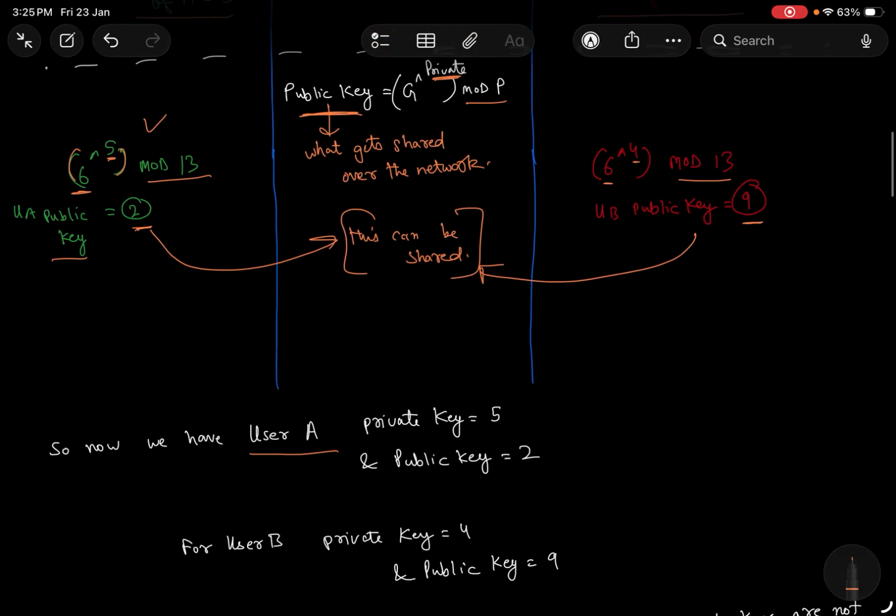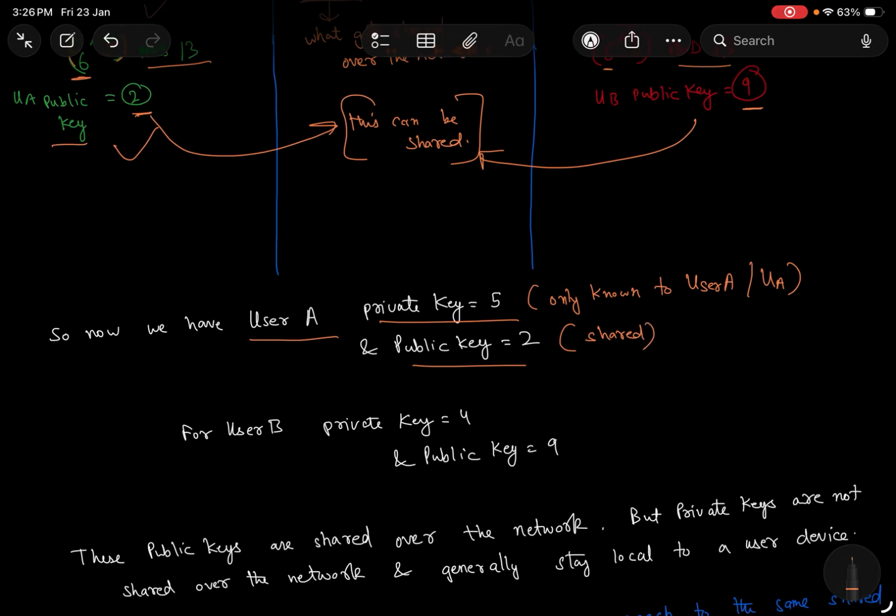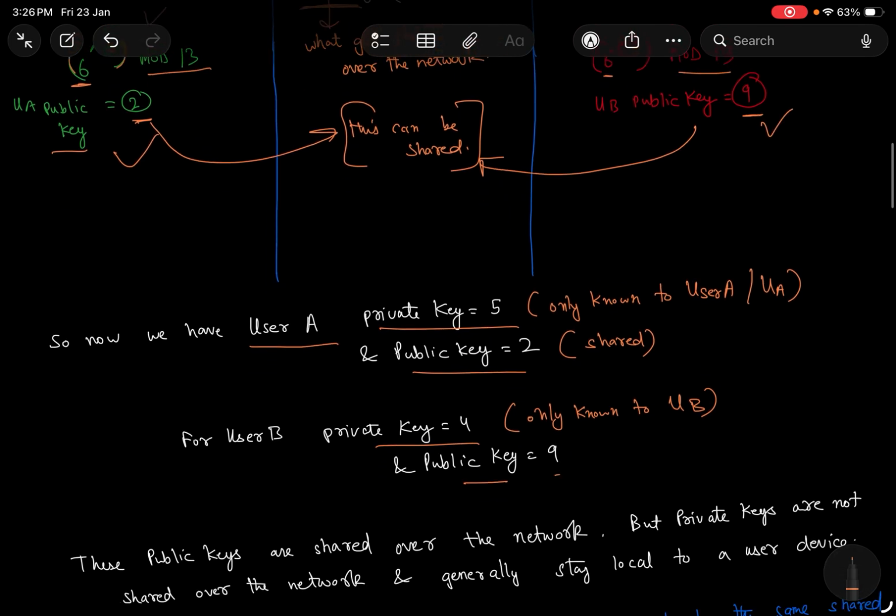So you have user A's private key as 5, which is only known to user A, or I might use UA below. Similarly, user A has a public value which got computed as 2, which we just computed above, and this can be easily shared. Similarly, for user B, you have a private key of 4. Again, this is only known to user B. And then a public key which gets shared, which we just computed above as 9.